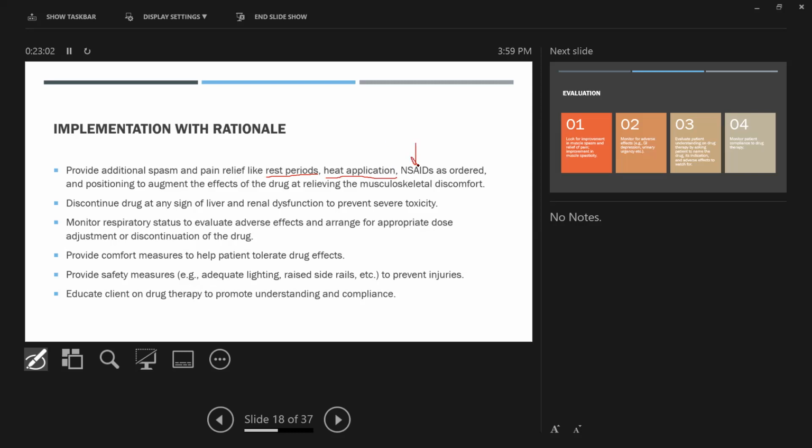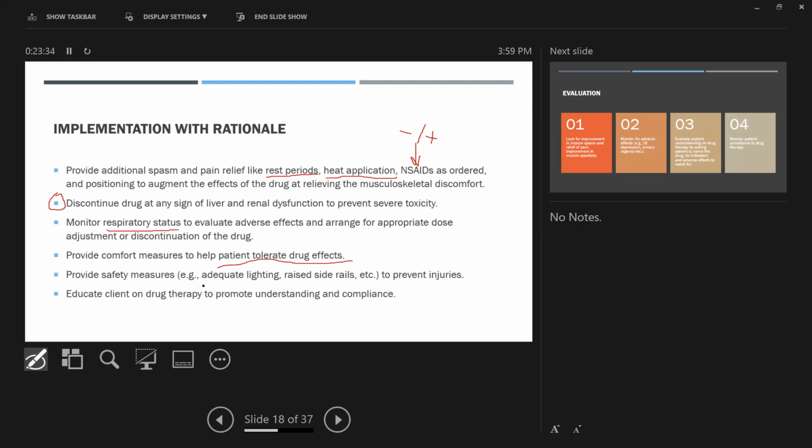NSAIDs are good, but use NSAIDs with caution because NSAIDs can decrease renal function. Discontinue the drug at any sign of liver or renal anomalies. Also monitor the respiratory status. This is to make sure you're not suppressing respiration. And just help them tolerate the side effects.